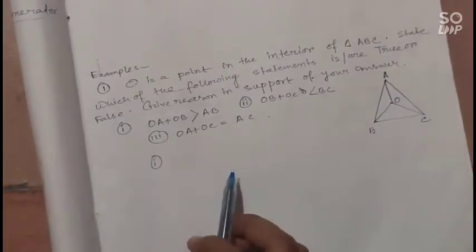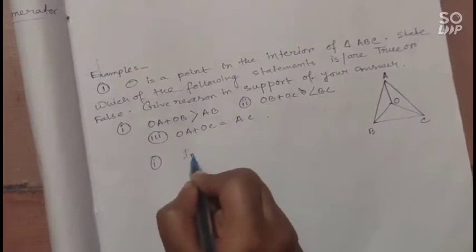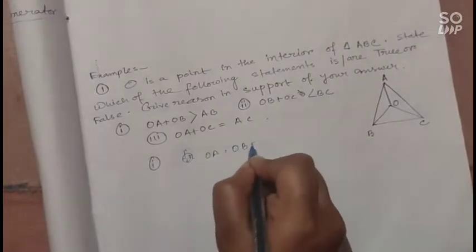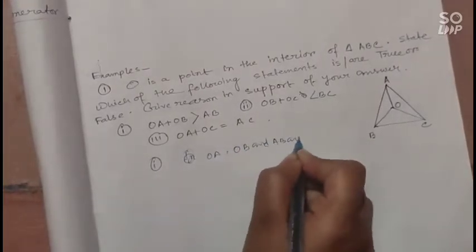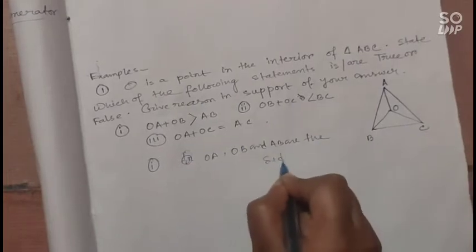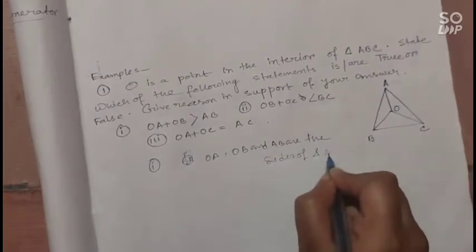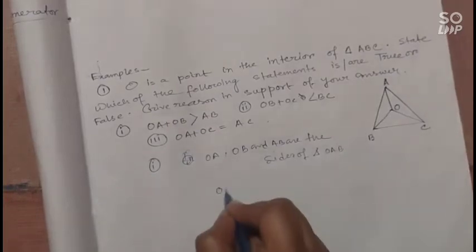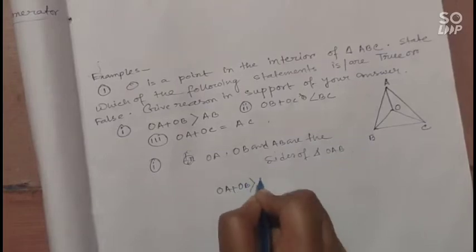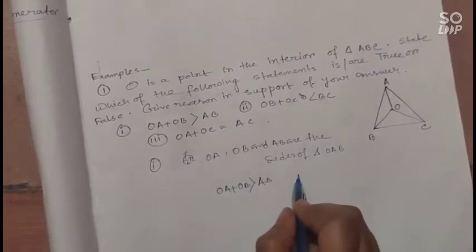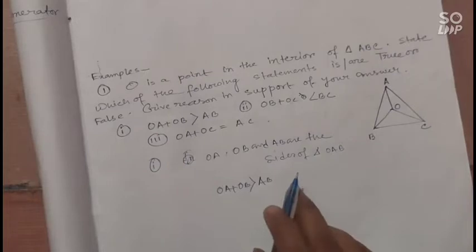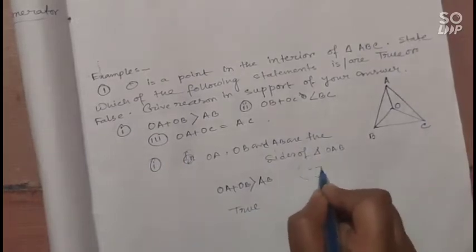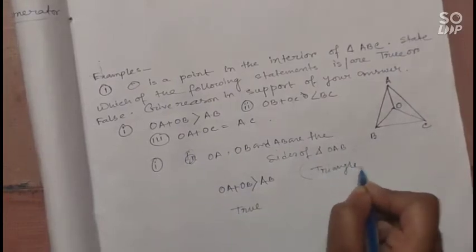OAB. So, in OAB, OA, OB and AB are the sides of triangle OAB. And you know that the sum of two sides is greater than the third side. OA plus OB greater than AB. So, this is a triangle inequality property. So, this statement is true by the triangle inequality property.